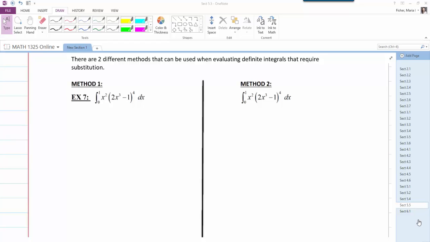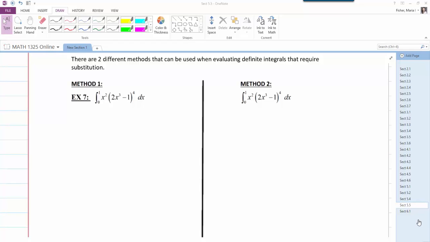There are two different methods that can be used when you're evaluating definite integrals that require substitution. We're going to look at both methods, and what I suggest is just get good at one of the methods, whichever one you liked better, and then always do it that way. Don't mix them up, because when you mix them up you get confused. That's what I've noticed with students, and honestly one is not better than the other. It just really depends on what you like. There is no shortcut. They're both equally as long.